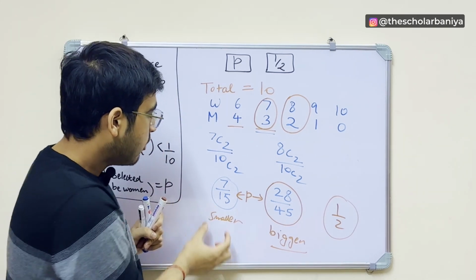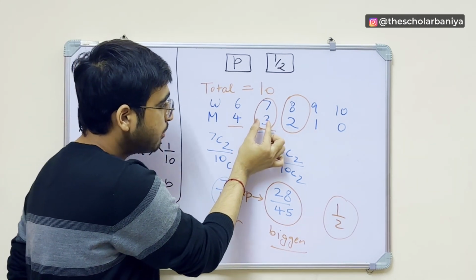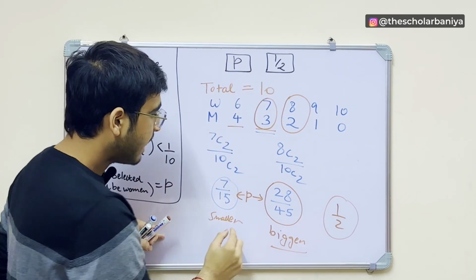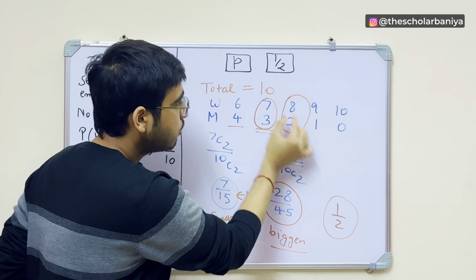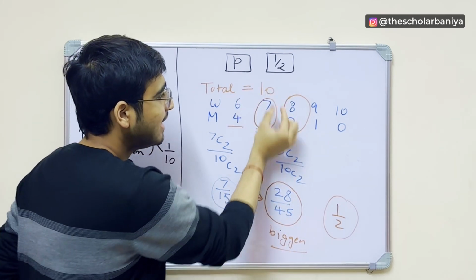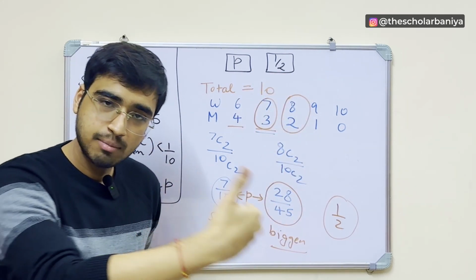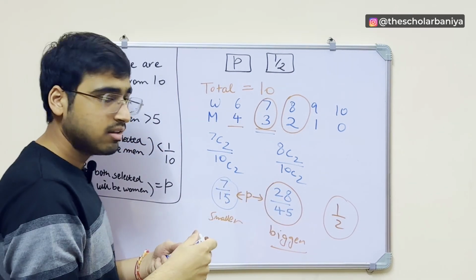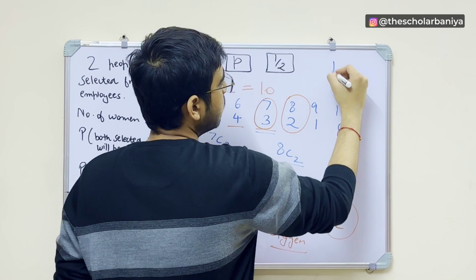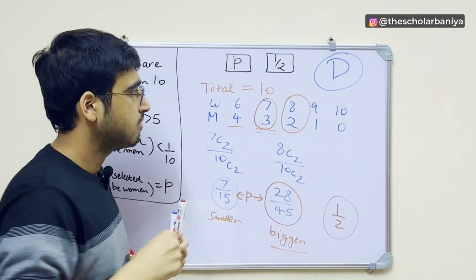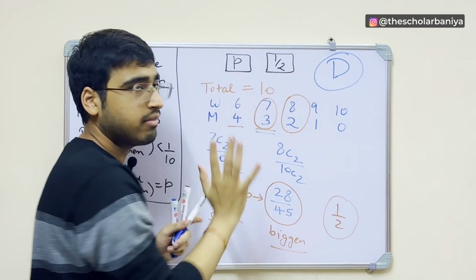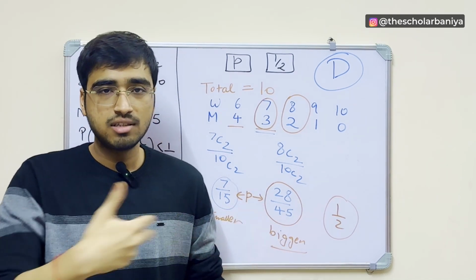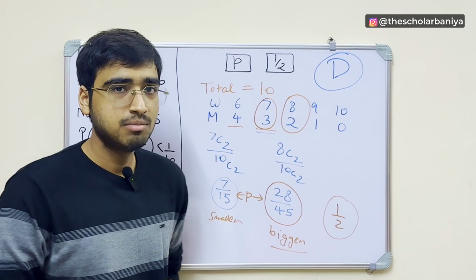So basically, in this case, the value of P is less than 1 upon 2, right? And in this case, the value of P, which is the probability, is greater than 1 upon 2. So sometimes the answer is greater, sometimes the answer is smaller. That is why your final answer becomes D. Because sometimes the value of P is greater than 1 by 2, sometimes it is less than 1 upon 2. So sometimes the answer is A, sometimes the answer is B. So that is why your final answer becomes D.